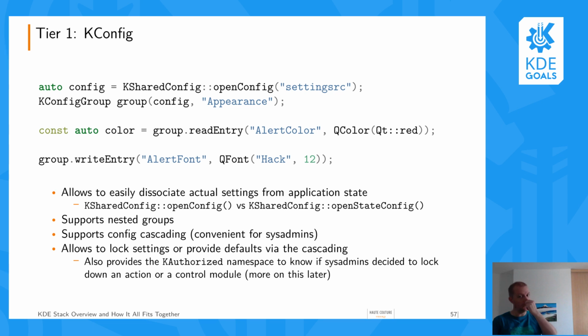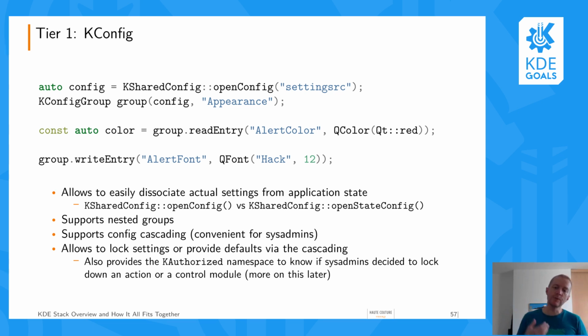One thing which is nice is that here I show open config, but you also have open state config. If you're a well-behaved application developer, everything which is actual config, you would use open config for. If you have things like the actual state of the application, like the size of the window, which are not really settings that the user manipulates, but some state that you want to memorize from one start to another, you would use open state config.